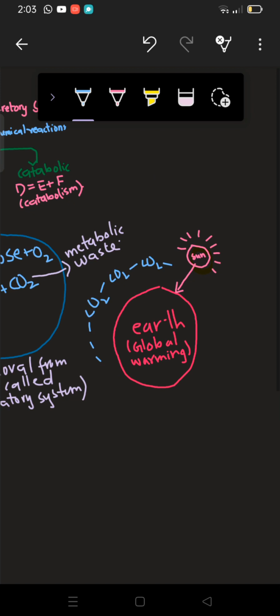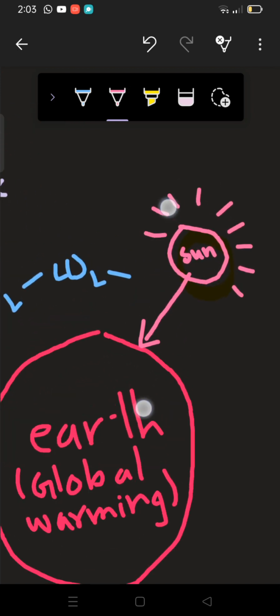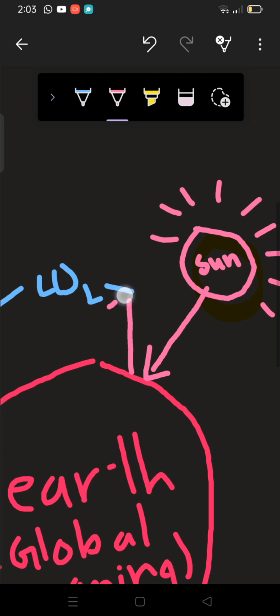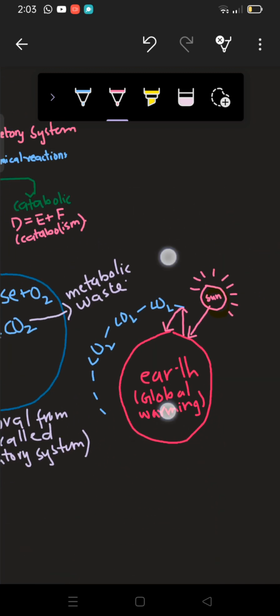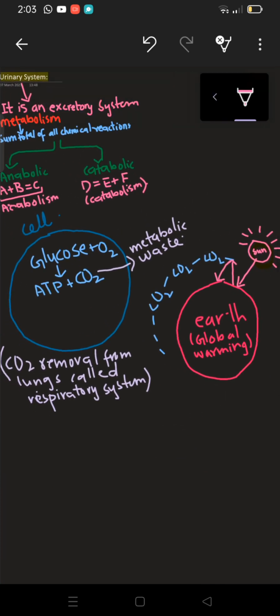We know that layer will be formed, and when sunlight comes to the earth, it will reflect back, and then again it will reflect back from this layer. Because carbon dioxide makes a layer outside our earth, it will reflect back the sunlight. It will not allow the sunlight to go out again. So this is how global warming happens.